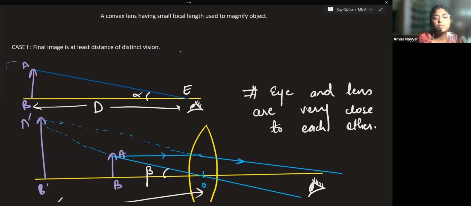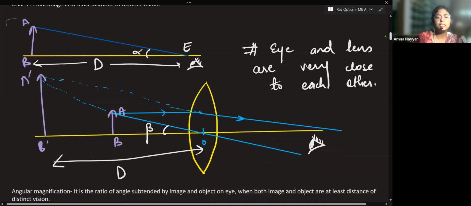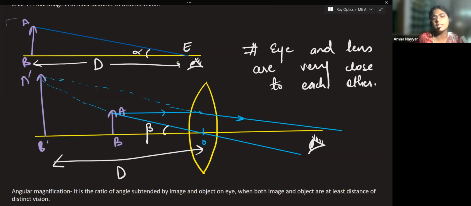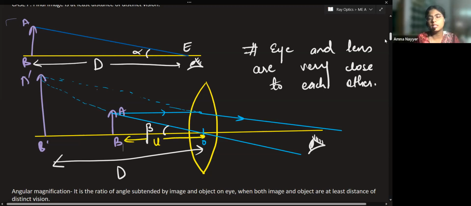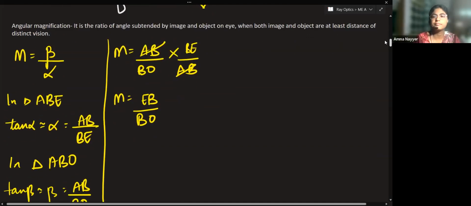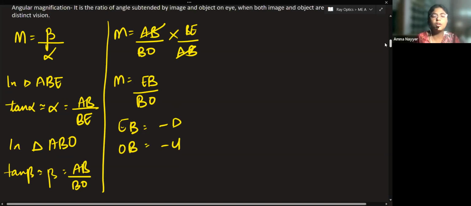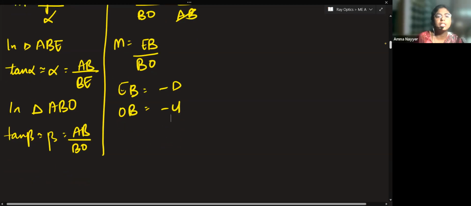And the second distance we had is OB. This OB is basically the object distance. That becomes minus U. Clear? So EB is minus D, OB is minus U. Fine. Now, if I write the formula of magnification from here, clearly magnification will be equal to D by U.